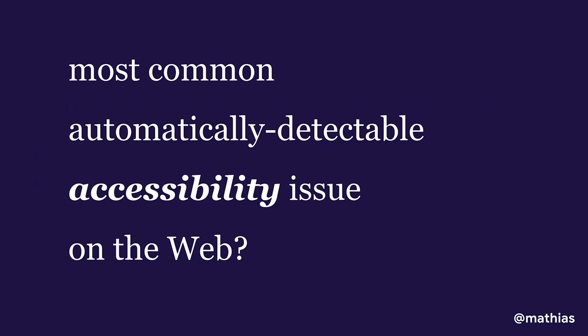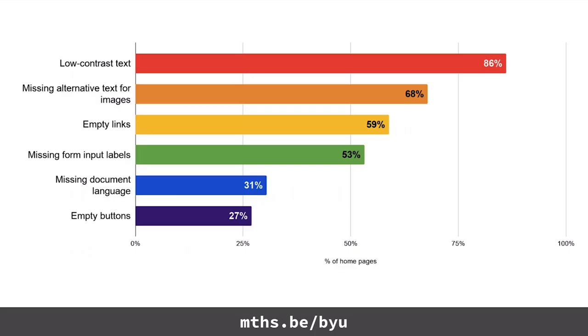What's the most common automatically detectable accessibility issue on the web? Well, it turns out that it's low contrast text. According to WebAIM's accessibility analysis of the top 1 million websites, over 86% of homepages have low contrast. So what is Chrome DevTools doing about that? Well, we already offer several tools that can help developers and designers to improve contrast and to pick more accessible color schemes for their web apps.